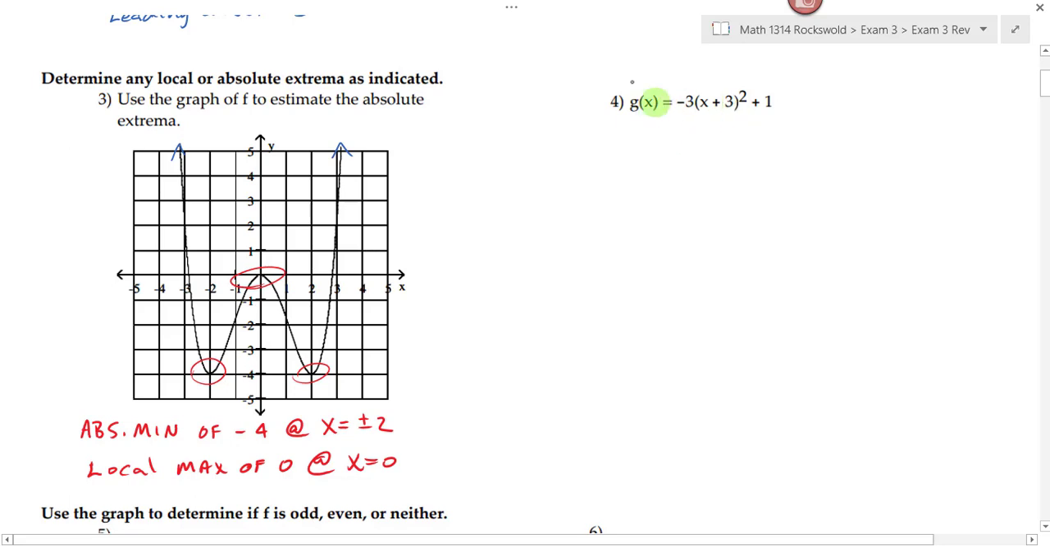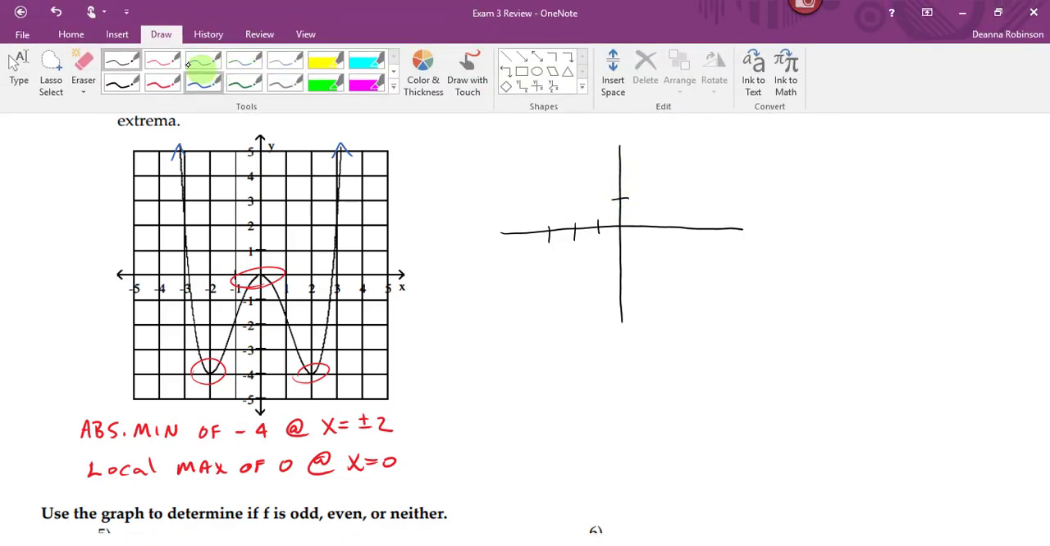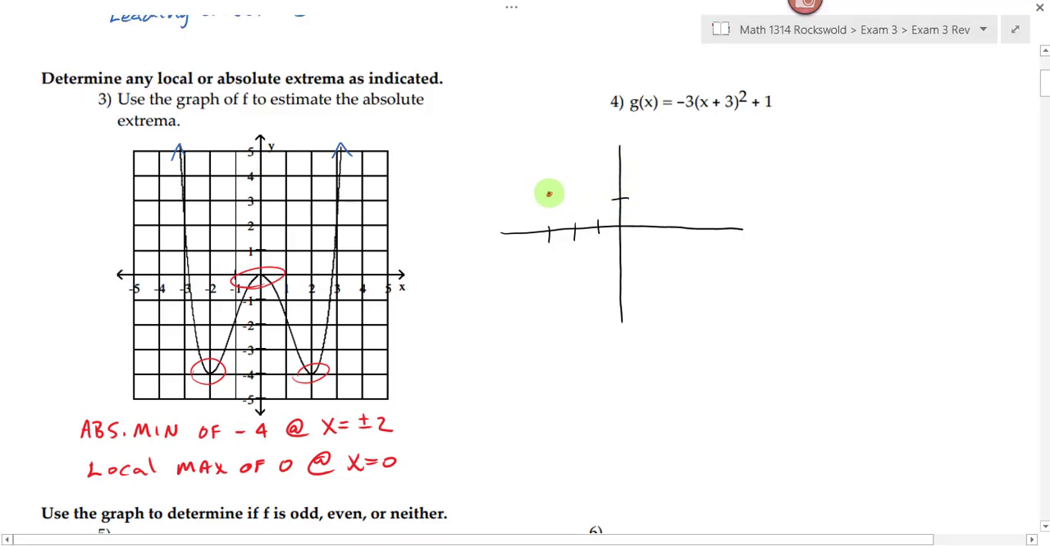On number 4, the instructions are the same, to determine any local or absolute extrema, but now I don't give you a graph, I give you a function. But you know how to graph this quadratic function from chapter 3, correct? Where's the vertex on this quadratic function going to be? -3 and 1. So I go to -3 and 1 and I put a point for my vertex. Will this quadratic function open up or down?